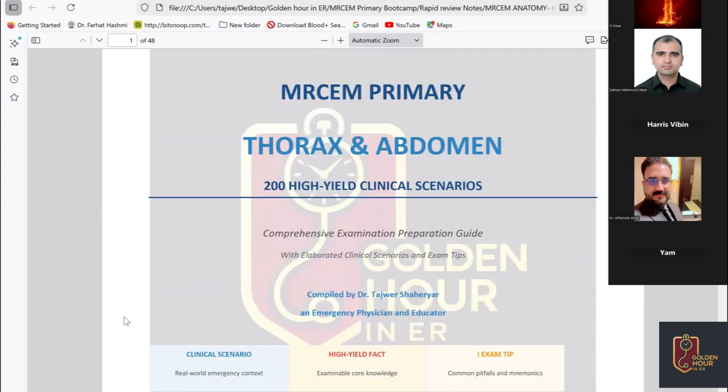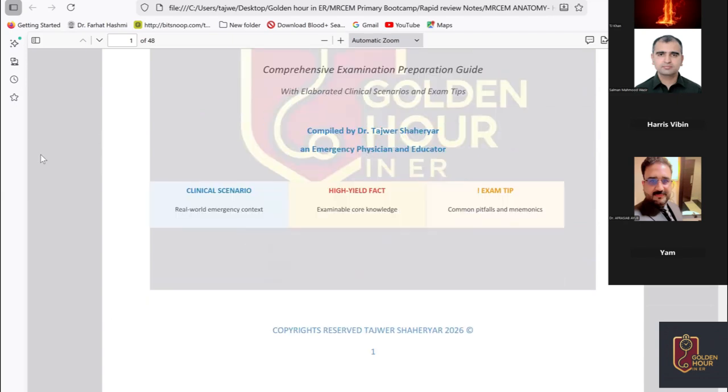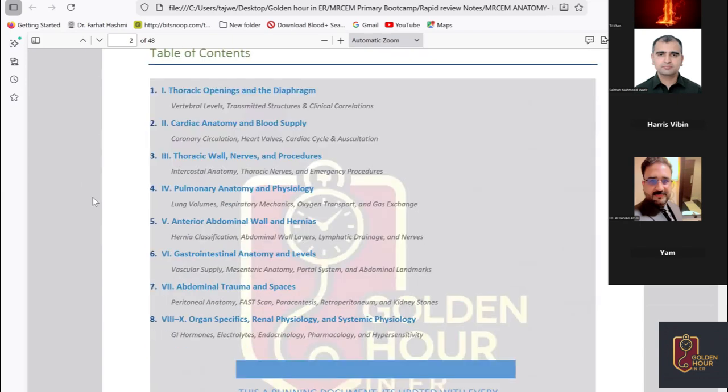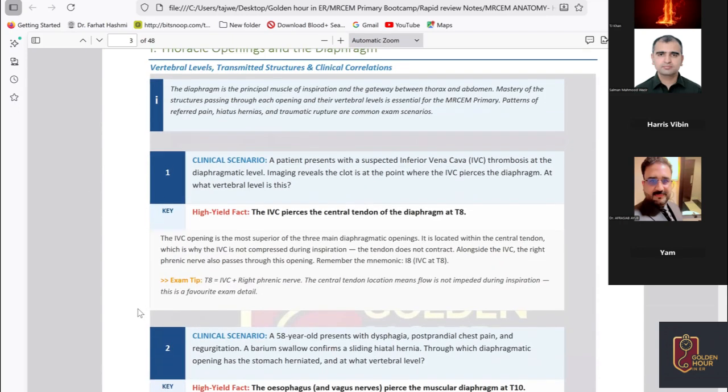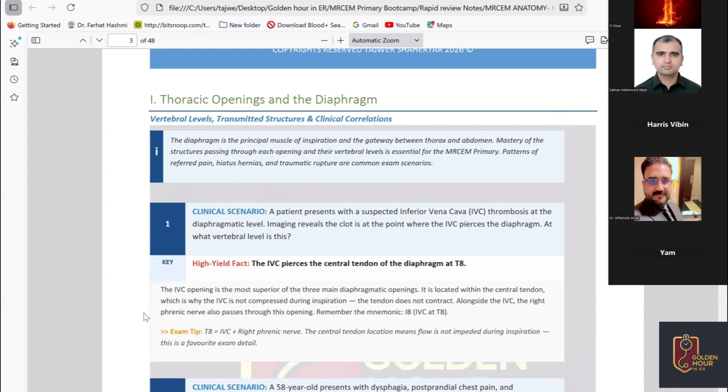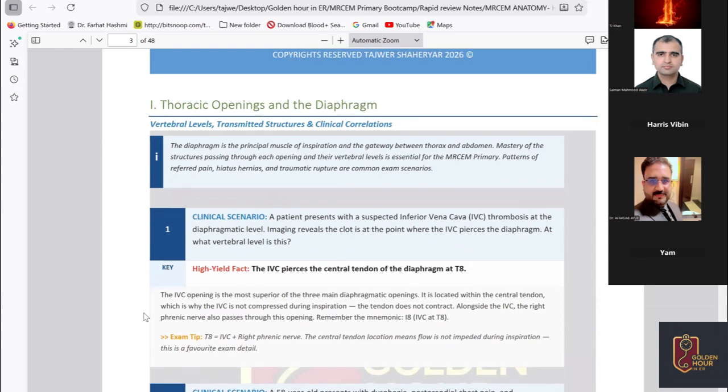So this is, for example, the thorax and abdomen. Now you know that RChem does not give you a straightforward MCQ. They give you a clinical stem. So I've made sure that when I give you something to study, I give you a clinical stem here, and an anatomical fact about it.